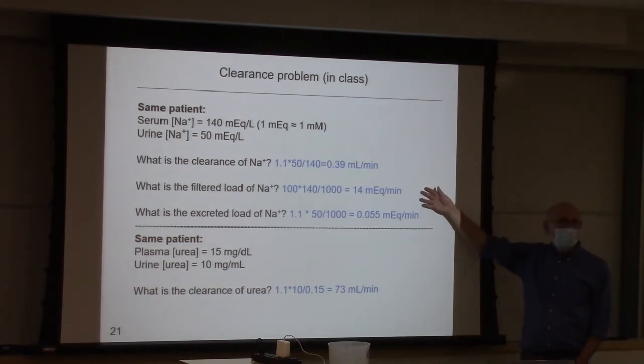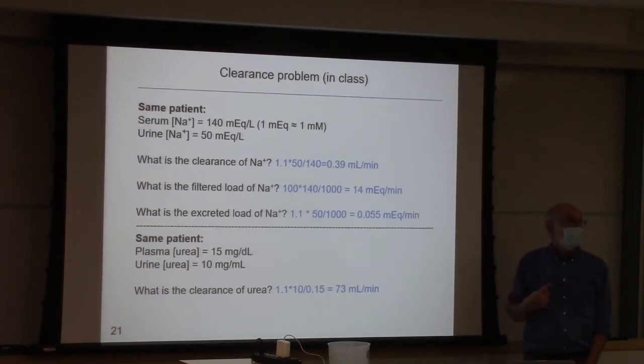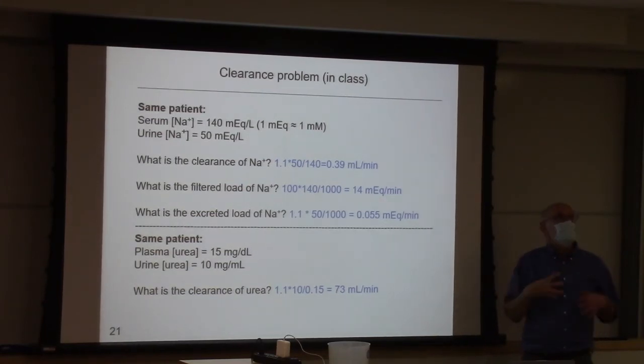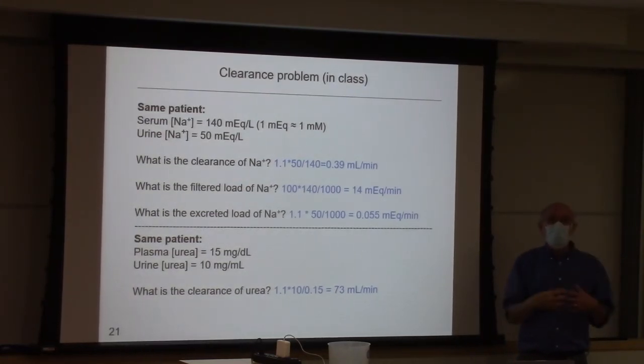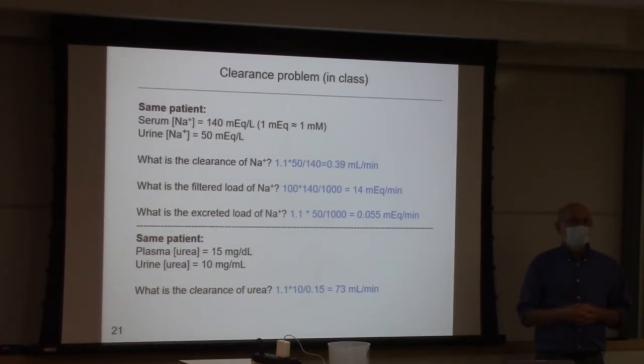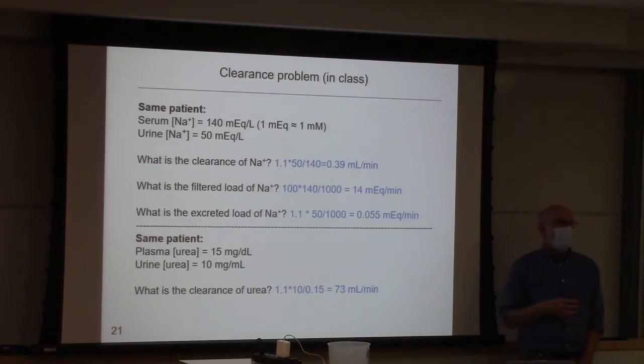So this illustrates that we filter sodium, but we reabsorb 99.5% of it. And so very little of it ends up in our urine. We are specialized for conserving sodium. We evolved in a scenario where sodium was pretty hard to get. Sodium is not an abundant salt in most environments. We now live in an environment where sodium is easy to get.